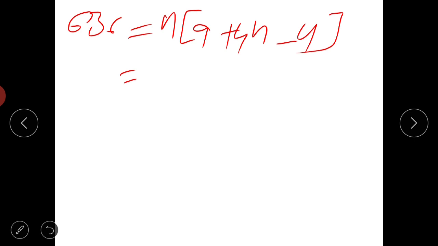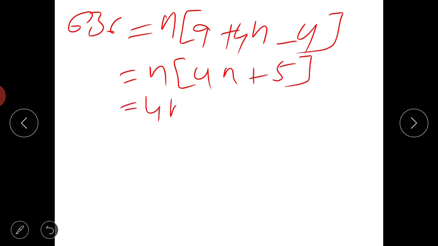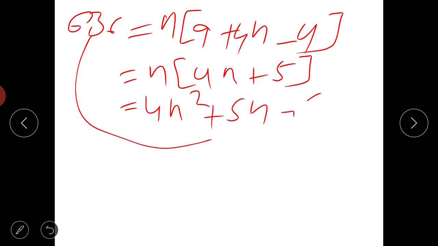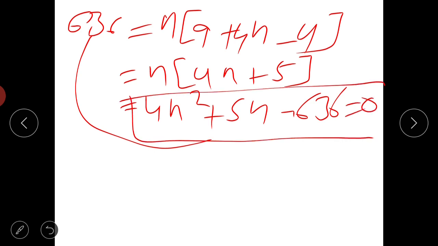Yes or no? So that equals n into 9 minus 4, that is 5, plus 4n, which gives 4n square plus 5n. If you transpose this side, so 4n square plus 5n minus 636 is equal to 0, and you will get a quadratic equation here, and one property is there in this.